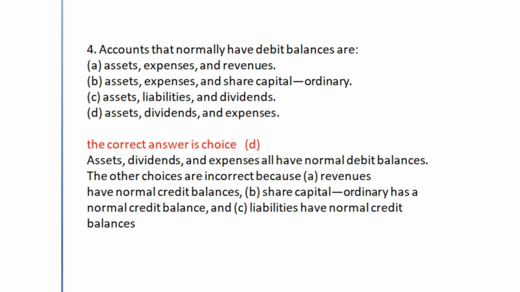The correct answer is choice D. Assets, dividends, and expenses all have normal debit balances. The other choices are incorrect because A. Revenues have normal credit balances. B. Share capital ordinary has a normal credit balance. And C. Liabilities have normal credit balances.